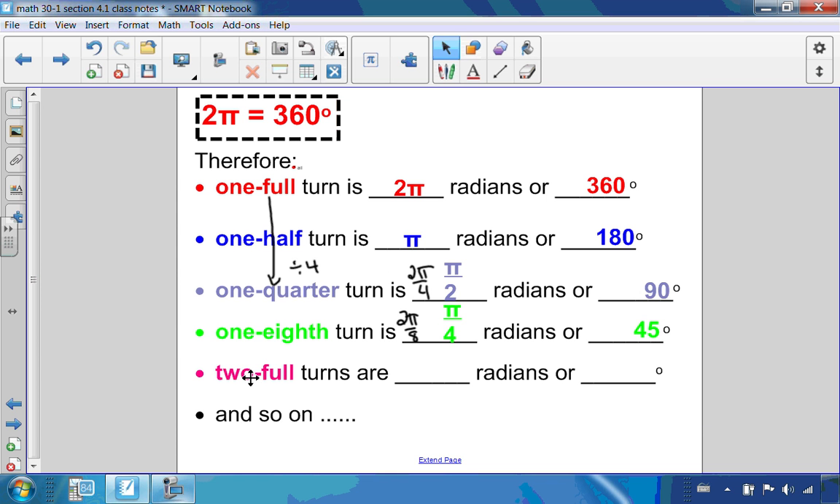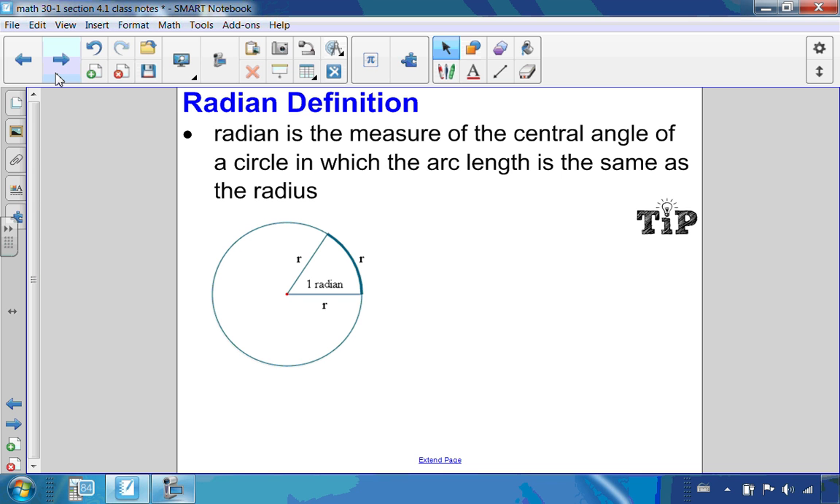I can also build it up to be greater than one turn. So if one full turn is 2 pi, 2 full turns would be double that, which is 4 pi, or 720 degrees. I could just keep going on with this relationship. So from that one relationship of 2 pi equals 360, I have several other relations that follow. But that still doesn't really tell me what a radian is. So let's look at the definition.